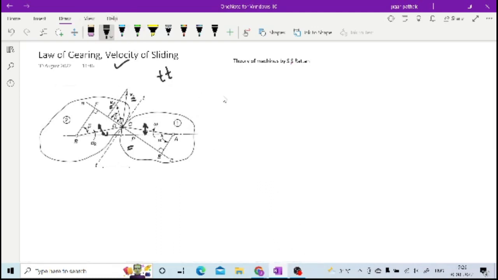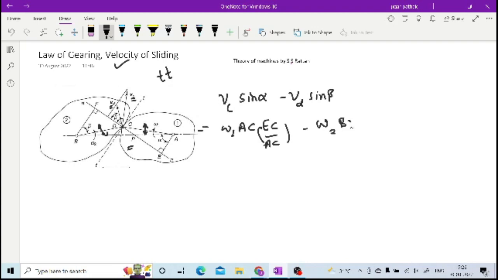In case of this velocity of sliding, you are going to consider Vc sine alpha minus Vd sine beta, right? That is your velocity of sliding. So what is Vc? That we have already seen: omega 1 AC. Now sine alpha will be EC upon AC, if you check in that same triangle. Now for Vd sine beta, Vd can be written as omega 2 BD, as we have mentioned earlier, and sine beta is given by FD upon PD.